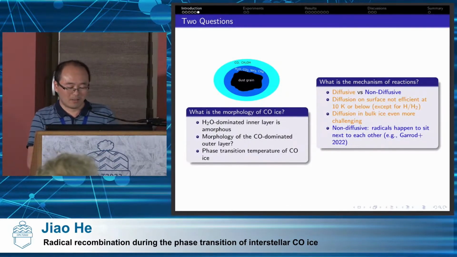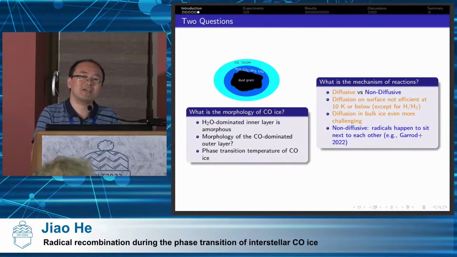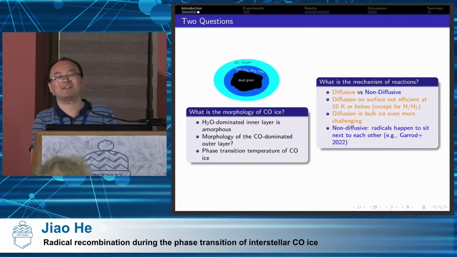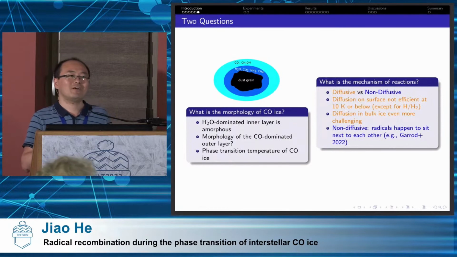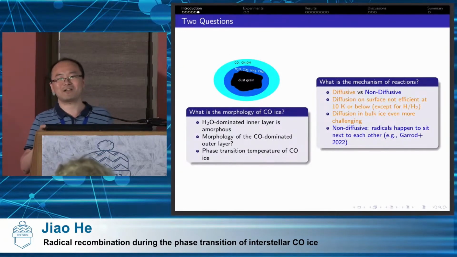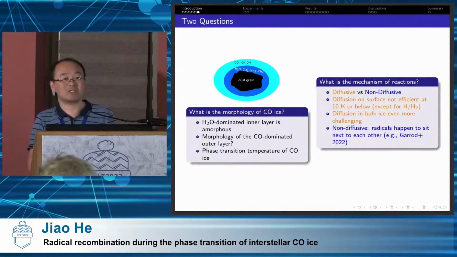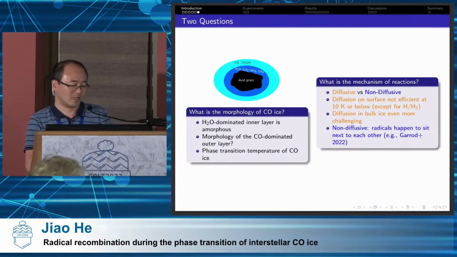There are some people who propose non-diffusive mechanisms, such as Garrett et al. So they propose that maybe it is the case that radicals happen to sit next to each other, and then they don't need to move around. So the question is, what is the chance that the radicals sit next to each other? And maybe there are some radicals that do not sit next to each other. Then how do they recombine? So I'm trying to address this issue in this work.